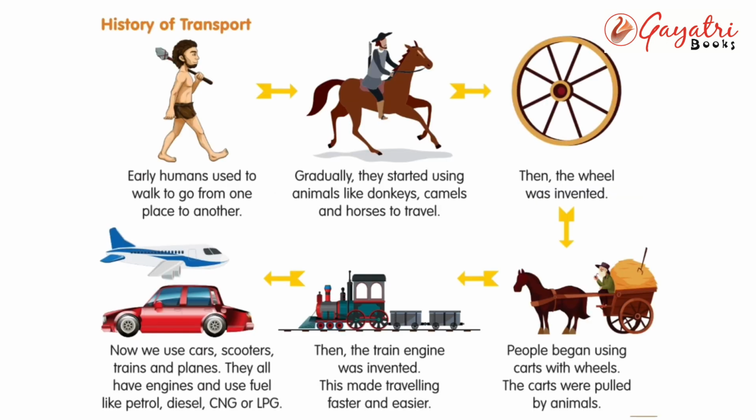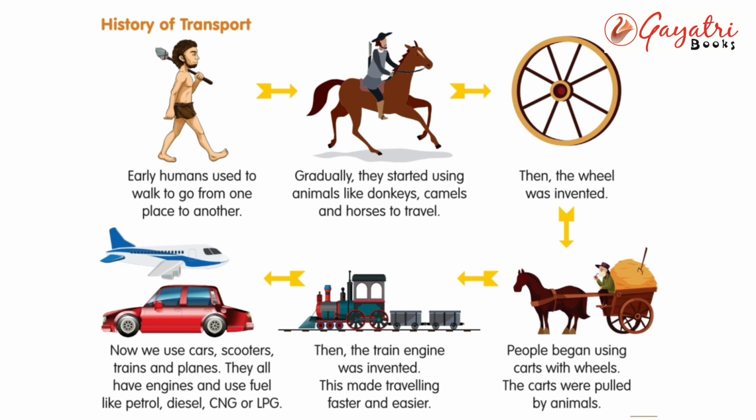Early humans used to walk to go from one place to another. Gradually, they started using animals like donkeys, camels, and horses to travel. Then, the wheel was invented. People began using carts with wheels. The carts were pulled by animals.